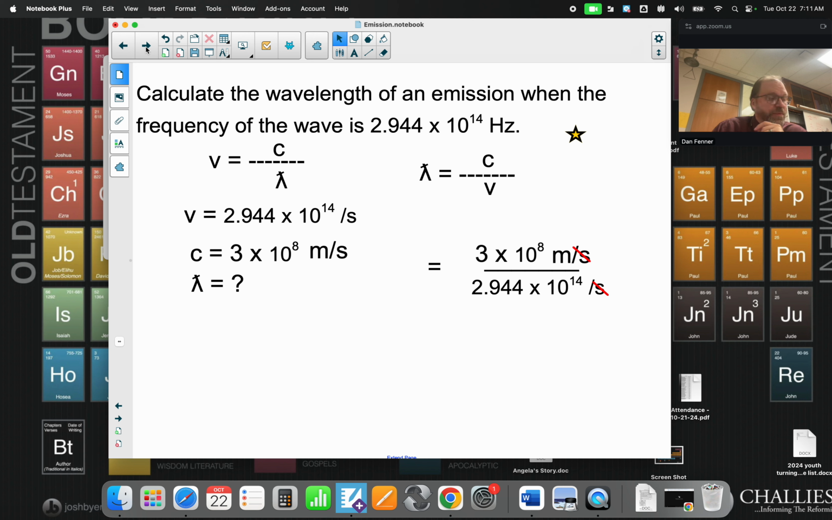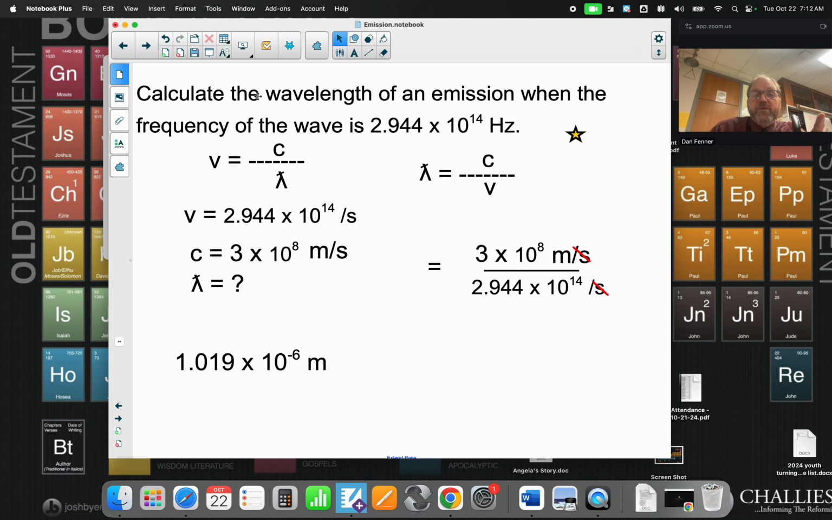Take your calculator. 3 times 10 to the 8th. There's a little button here, EXP, or 10 to the x on the calculator. 3, EXP, 8, divided by 2.944 times 10, EXP, 10 to the x, 14. And on my calculator, moved to scientific notation, I get 1.019021739 times 10 to the minus 6. But I only have 4 sig figs, so it's 1.019 times 10 to the negative 6 meters.